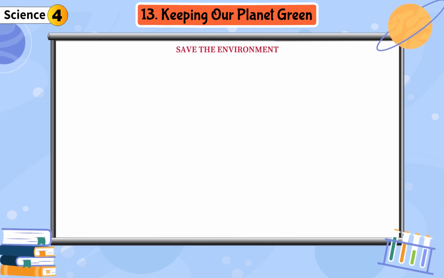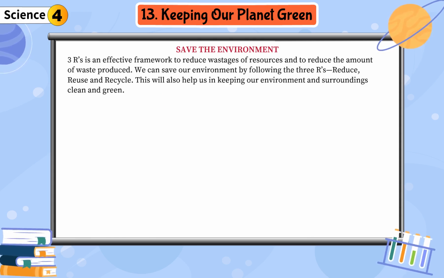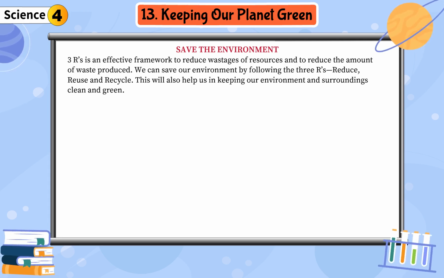Save the environment. 3Rs is an effective framework to reduce wastage of resources and to reduce the amount of waste produced. We can save our environment by following the 3Rs: reduce, reuse and recycle. This will also help us in keeping our environment and surroundings clean and green.